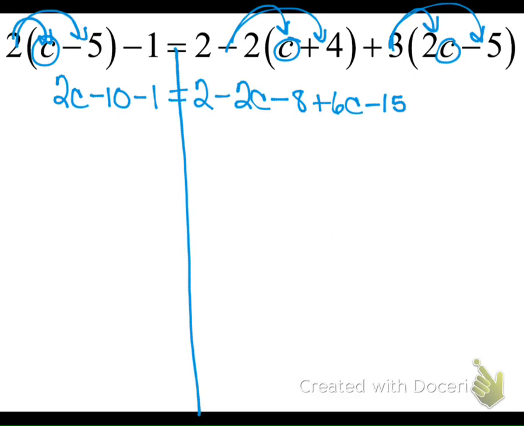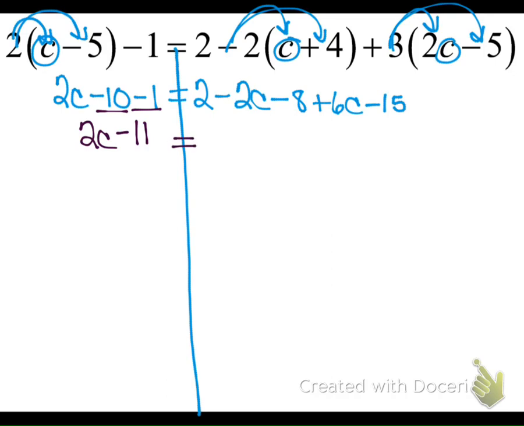So it's already looking a little shorter. Not as long. So now we go back to the left side. What do I do now? What are my like terms? Good. So what's negative 10 minus 1? And then I'm going to bring that 2c on down.